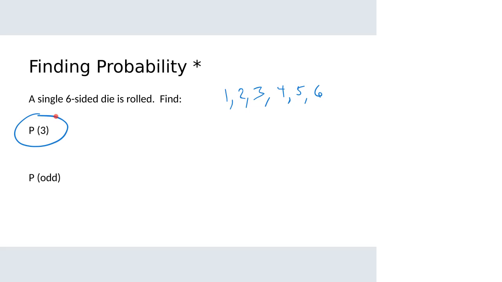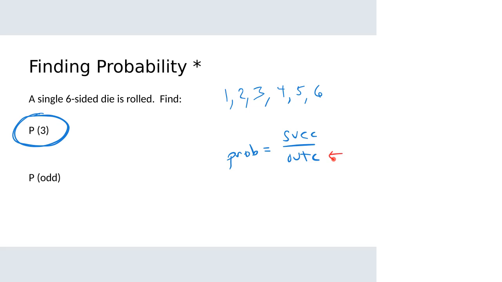And the first thing I'm asked here is P(3). Well, that notation means what is the probability of getting a 3? What is the probability that when I roll that die, my result is a 3? Keeping in mind the main thing about probability is that probability is successes over outcomes. How many outcomes do I have when I roll a single six-sided die? How many different things could possibly happen? That's my number of outcomes.